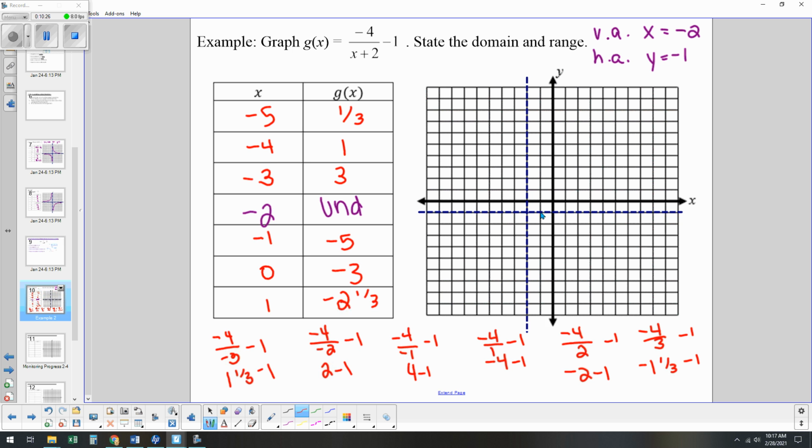All right, so we're going to plot these. So we have negative 5 comma 1/3. 1, 2, 3, 4, 5, 1/3. Be careful that you're still counting from the origin. You don't accidentally count from the asymptotes that you drew. So negative 4, positive 1, and negative 3, positive 3. All right, there's one branch. And then we have negative 1, negative 5; 0, negative 3; and 1, negative 2 and a third.